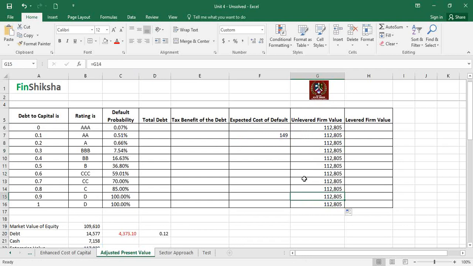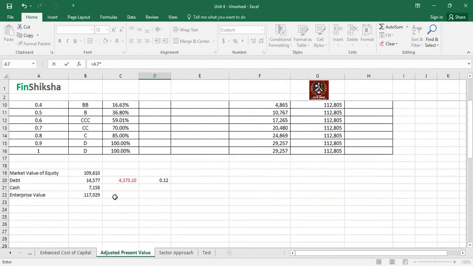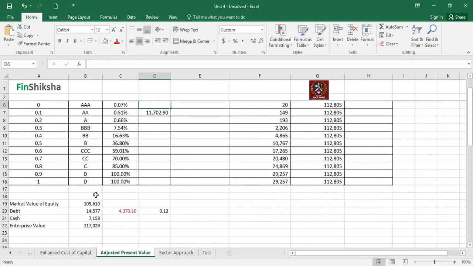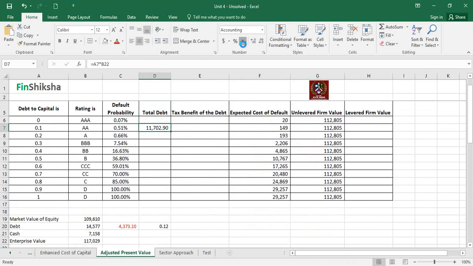Once we have this, we can now calculate what is the expected cost of default. That's going to be a multiplication of the probability, 25% of the current value, and multiply that with the probability. I can drag this down as well. So that's my total value. Total debt, if I look at what the firm value is, total debt is nothing but 0.1 into the current enterprise value that we are looking at. Correct? So that gives us the total debt numbers.